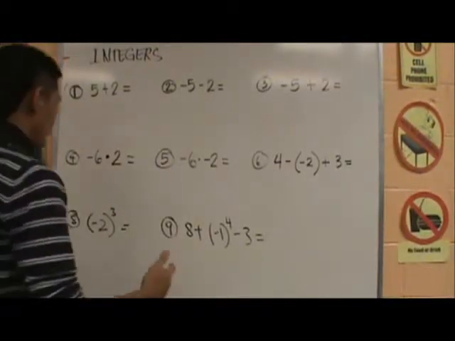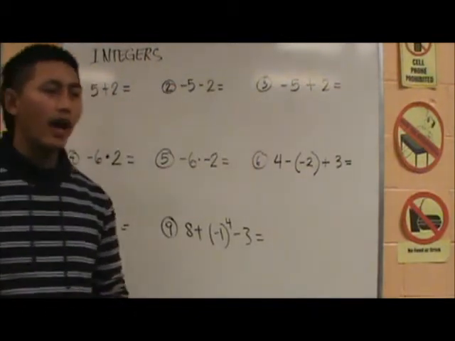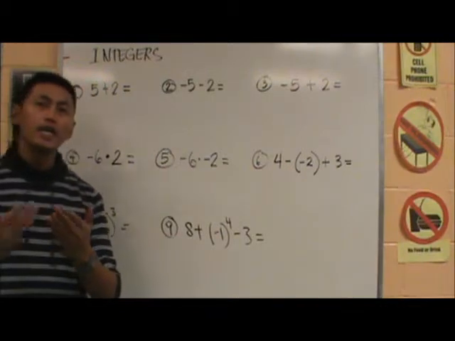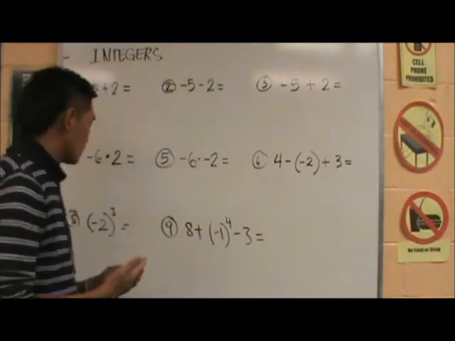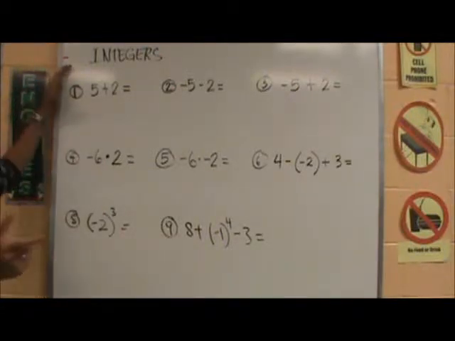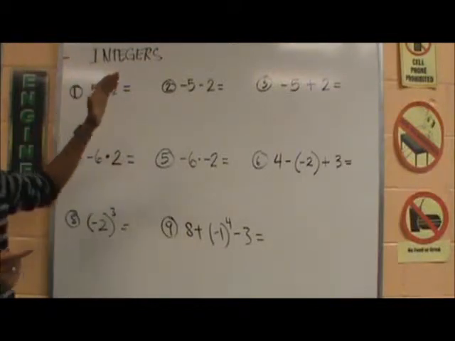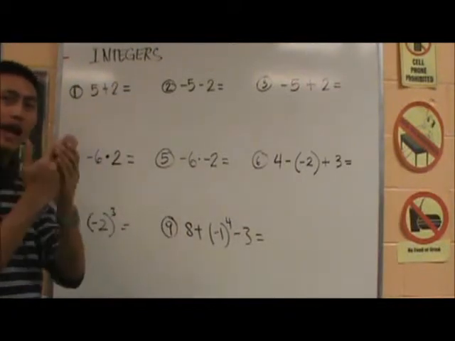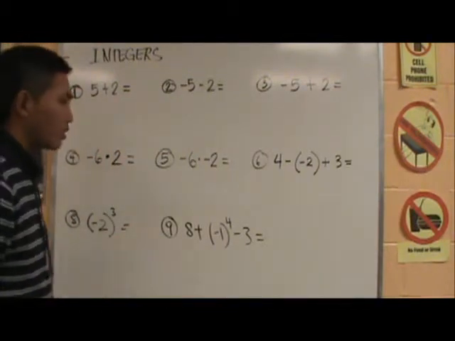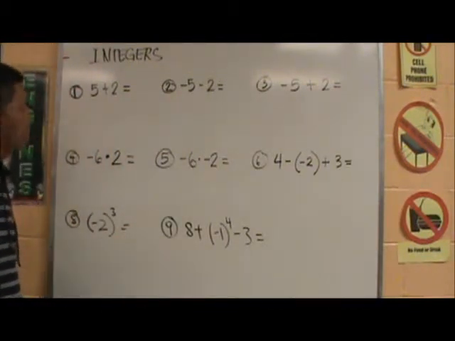In solving for integers, we learned in middle school that positive plus positive is going to give you a sum that is positive. So basically, when you add integers, you have to make sure that if they're both positive, you add them and then you copy the common sign. So for example, we have 5 plus 2.